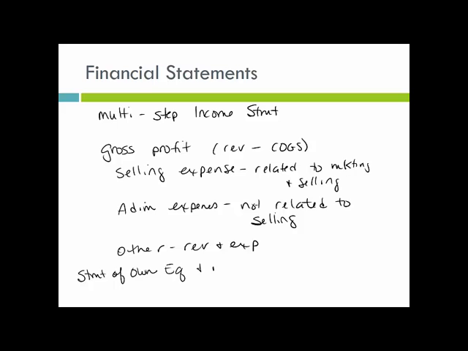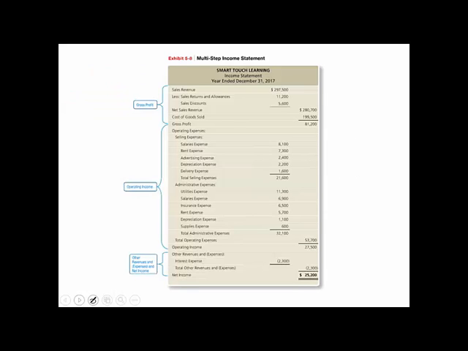Statement of owner's equity and the balance sheet. There are no changes. Those are exactly the same as we did them. The only difference is that you've got an extra asset, current asset in here now with the merchandise inventory. So here is a multi-step income.